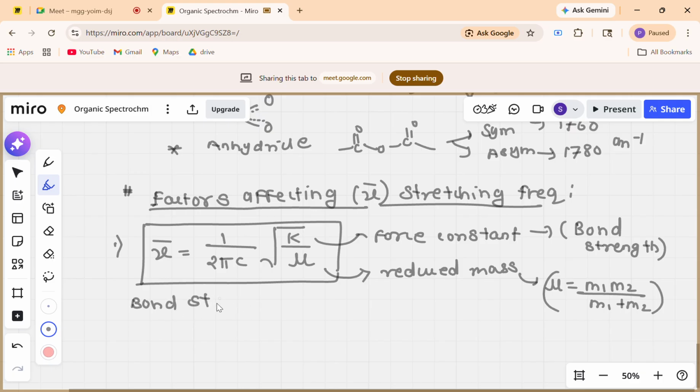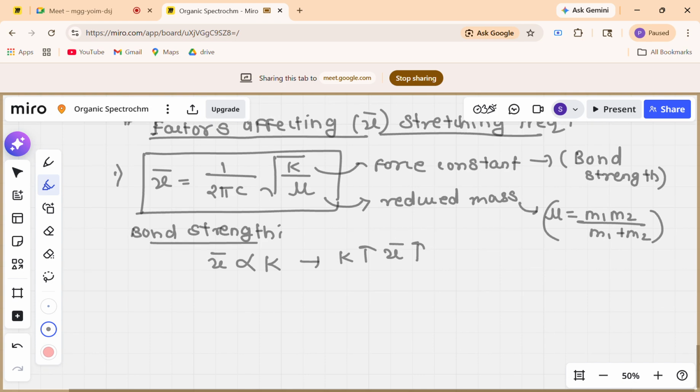So the first factor affecting it is your bond strength. From the formula itself you can see that the stretching frequency is correlated with your force constant and the reduced mass. So bond strength means what? Your stretching frequency is directly proportional to your force constant. Higher the value of force constant, stronger is the bond, and the frequency required to induce the variation in that bond length or bond angle will be higher. Therefore, higher the force constant, higher will be your stretching frequency.